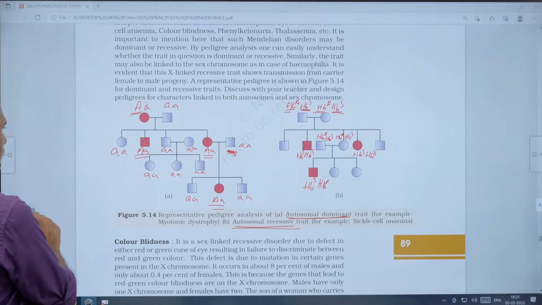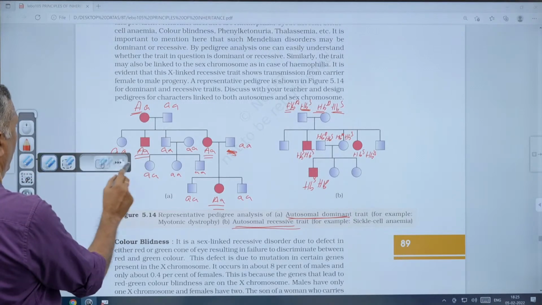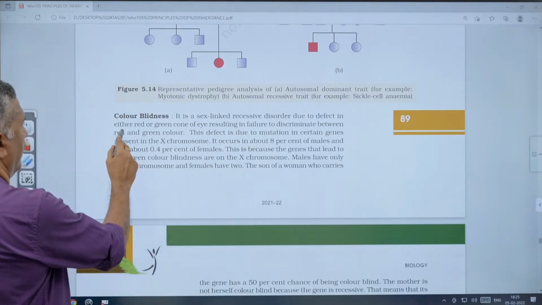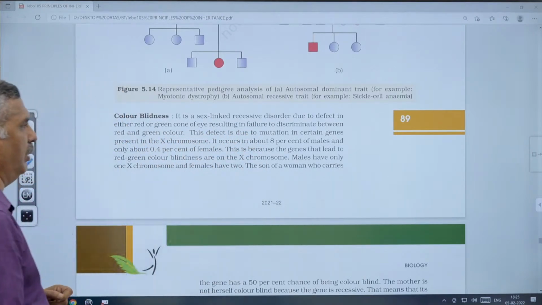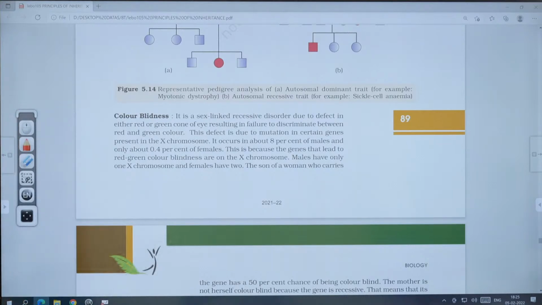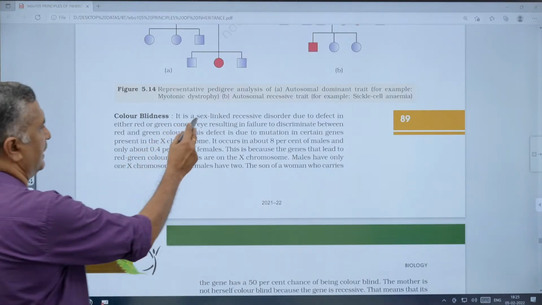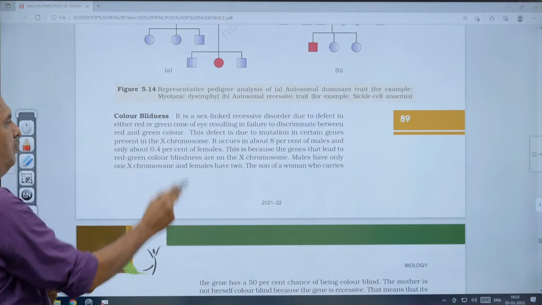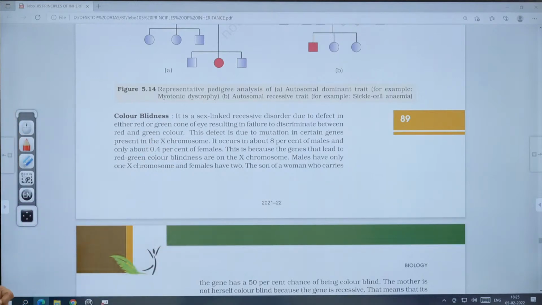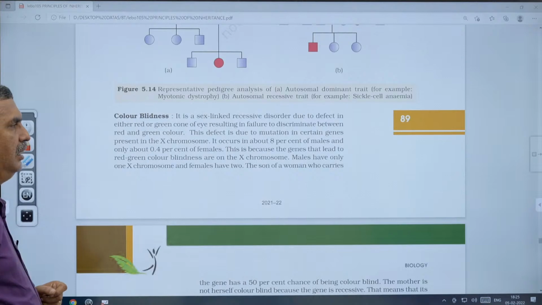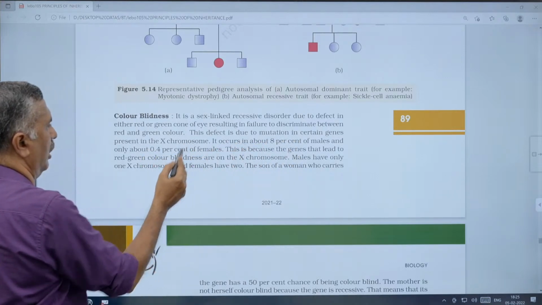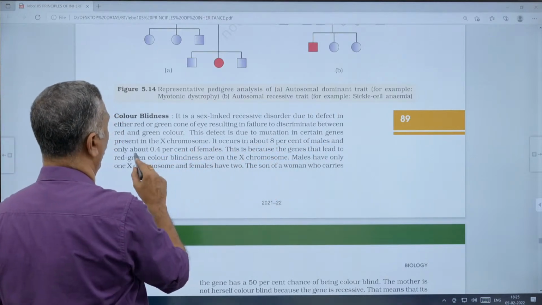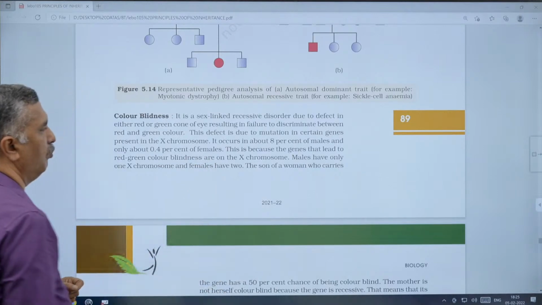Okay, the next one is color blindness. Color blindness is a sex-linked recessive disorder due to a defect in either the red or green cone of the eye, resulting in the failure to discriminate between red and green color. This defect is due to mutation in certain genes present on the X chromosome. It occurs in about 8% of males and only about 0.4% of females.